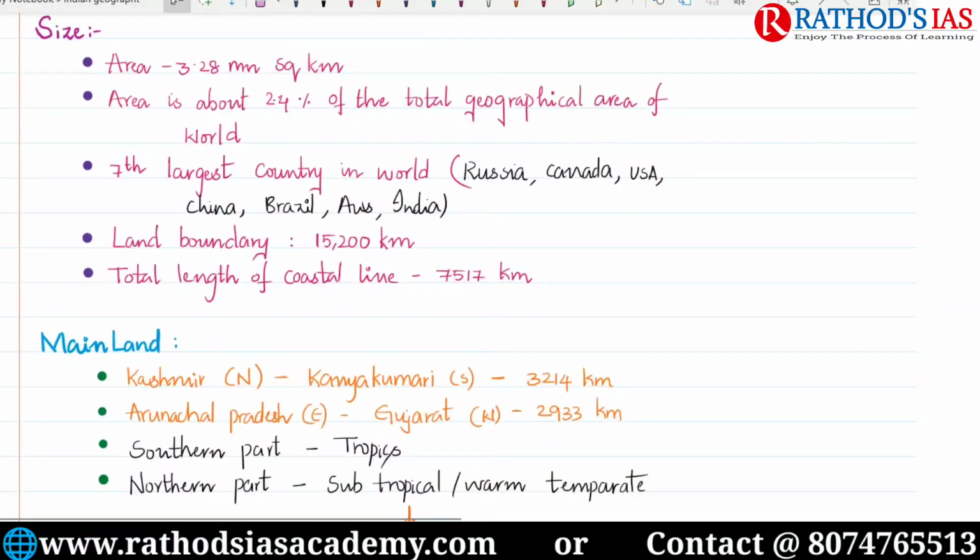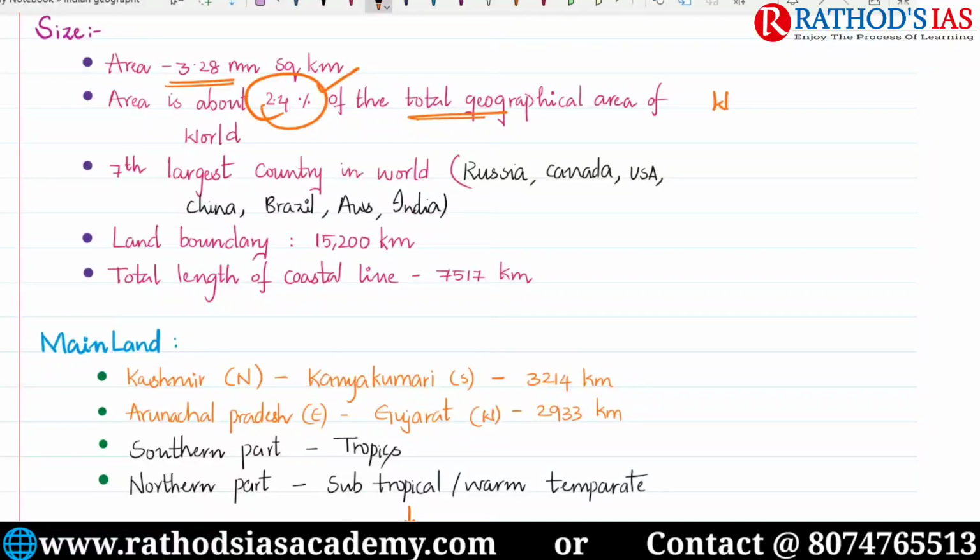And if you are focusing on the size of our country, if you see the total area of our country, it is about 3.28 million square kilometers. So what is the total area of our country? It is 3.28 million square kilometers, and this area is about 2.4% of the total geographical area of the world.